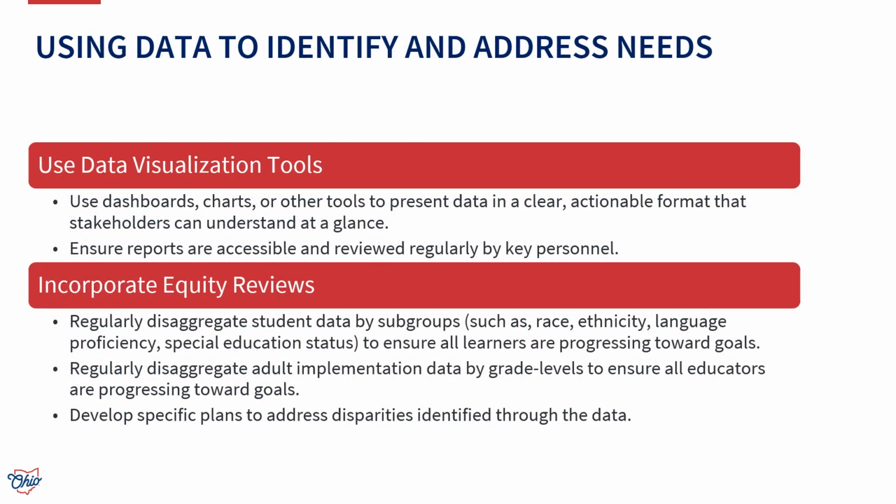To effectively identify and address needs, consider using data visualization tools, such as dashboards and charts, to present data clearly and make it easily understandable for stakeholders. Ensure these reports are accessible and regularly reviewed by key personnel. Incorporate equity reviews by consistently disaggregating student data by subgroups to track progress toward goals for all learners. Similarly, disaggregate adult implementation data by grade level to assess educators' progress. Develop targeted plans to address any disparities identified through the data.